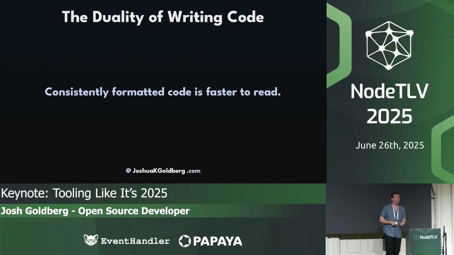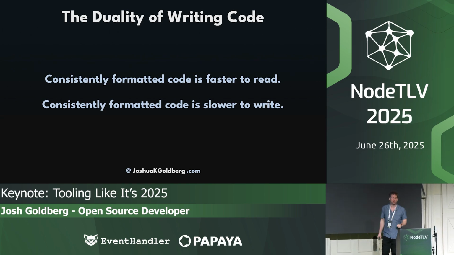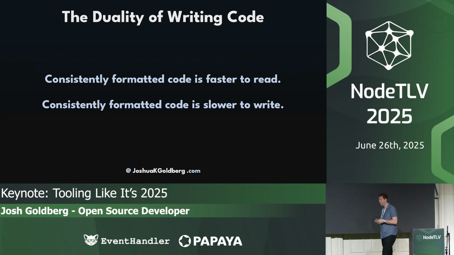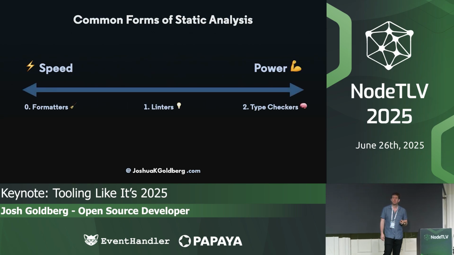But consistently formatted code is harder and slower to write. You have to press tab or space or whatever your juice is. You have to do the new lines. It's a lot of work. Fortunately, we have tools that do work for us, that can quickly look at our code, scrutinize it without running it, and then maybe rewrite it or suggest fixes. We call that static analysis. Static analysis tools, such as formatters, exist on a spectrum, from the very fast, speedy ones to the slower, more powerful ones. We're going to talk about this whole spectrum and more, and we're going to start with formatters.